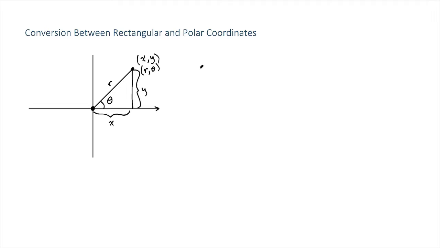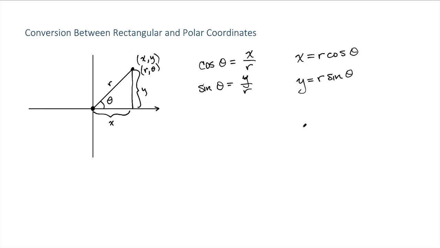If we look at the cosine of the angle theta, cosine is adjacent over hypotenuse, which is x over r. So we could solve for x and get x is equal to r times the cosine of theta. We can do something similar with the sine. Sine of theta is equal to y over r. And solving for y, we get y equals r times sine of theta. So these are the two main conversions that are used to go between polar and rectangular coordinates.